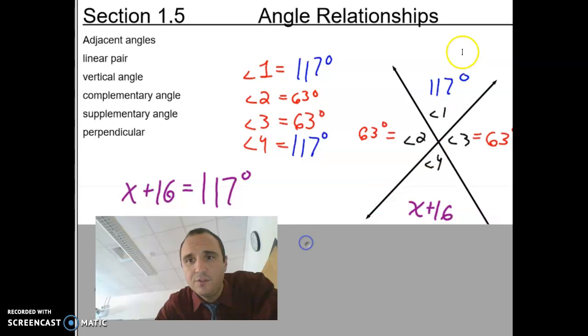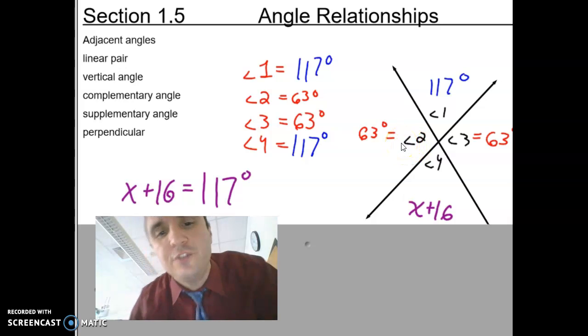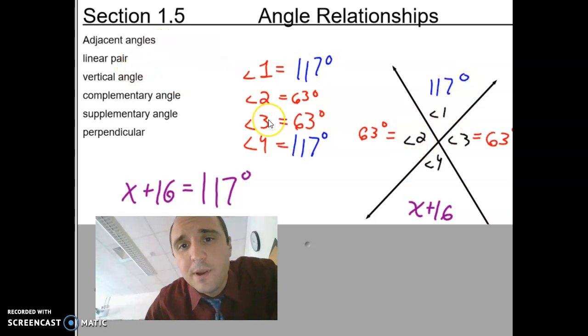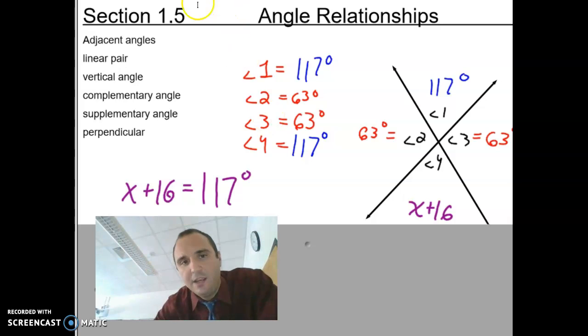It's right down here. See how angle 1 and angle 2 share this ray? So angle 1 and angle 2 happen to be adjacent. They're also a linear pair. So the definition of a linear pair is two angles that equal 180.